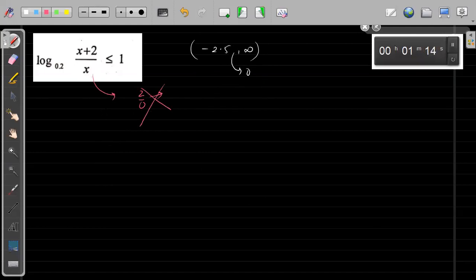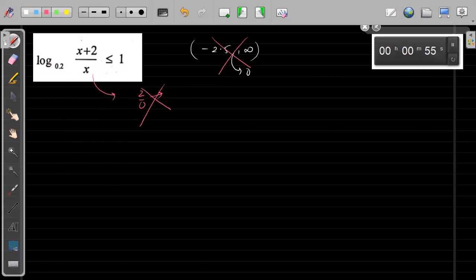That means something is wrong. Somewhere you are making a mistake. That means this cannot be the correct answer. There is something wrong in this. In this, 0 cannot come. Think about it.